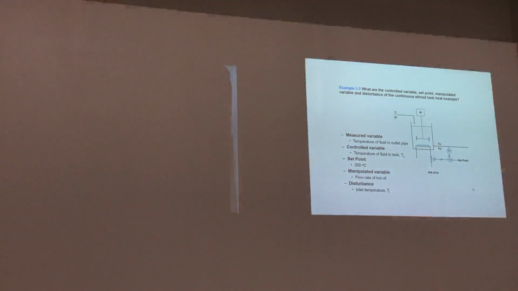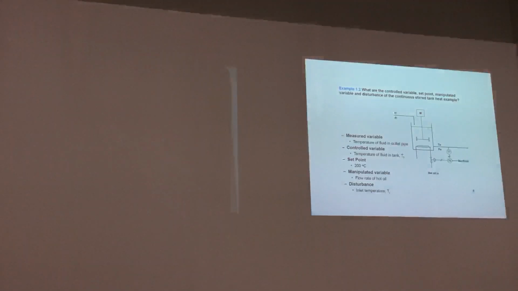We learn about different variables, right? We have measure, control, set point, manipulated, and disturbance, right? So how to identify whether it's a measure variable? Normally, we refer to the instrument, right? Like in this case, if I measure the temperature here, the temperature of the fluid is actually the measure variable. You should be able to identify that.